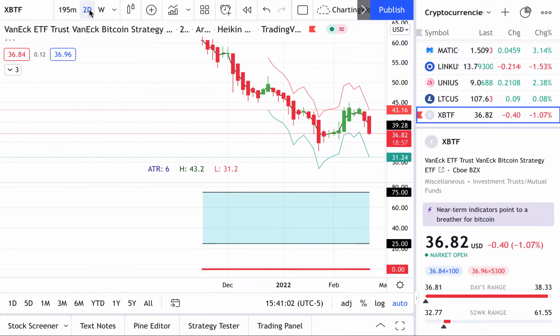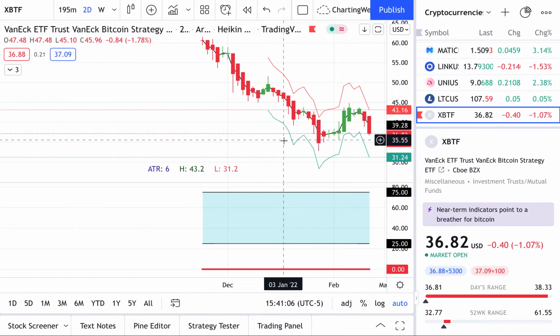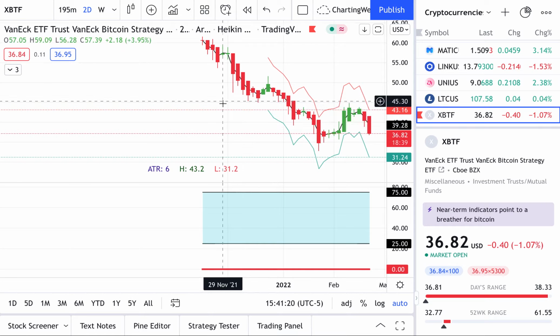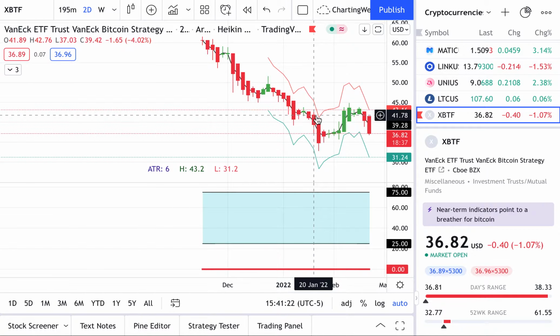But we look at the 2-day, and again, you can see that it's tracking. Remember what this is. This is the futures market in Bitcoin. It's the Van Eck. The reason I'm tracking the Van Eck is because it has the lowest fees of the three Bitcoin futures ETFs. It's different than Grayscale Bitcoin, which is a trust. This is actually an ETF.